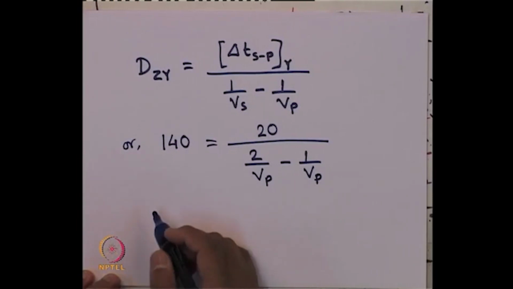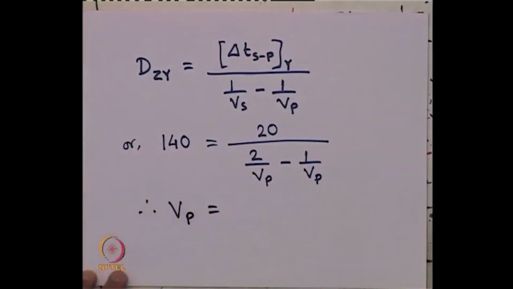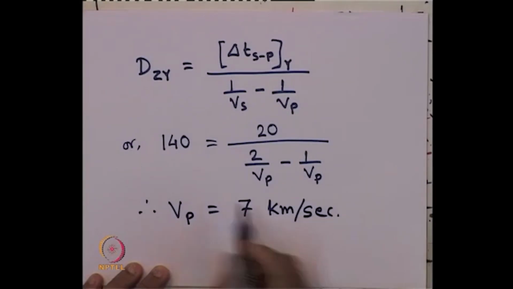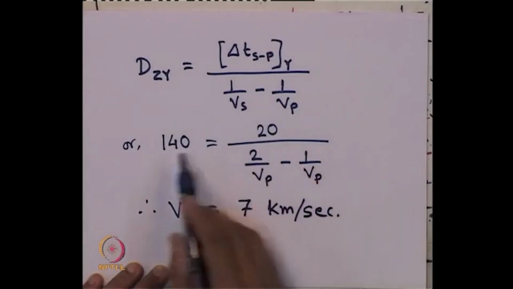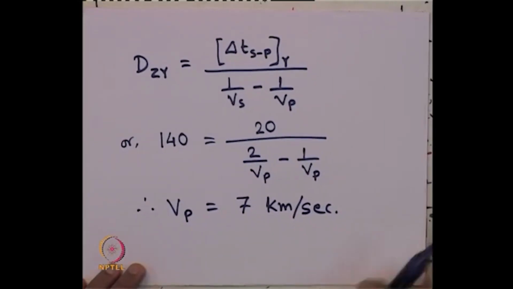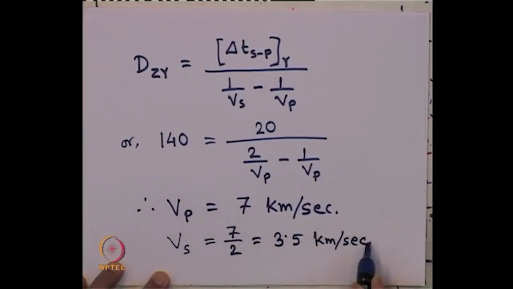Therefore, Vp, by solving this, how much is it coming? It is coming out to be 7 kilometers per second. Remember about the unit, because this is in kilometers, this is in seconds. So, kilometers per second. Fine. So, if Vp is 7 kilometers per second, what should be the value of Vs? This is 7 by 2, which is 3.5 kilometers per second. And these are the crustal velocities we obtained.